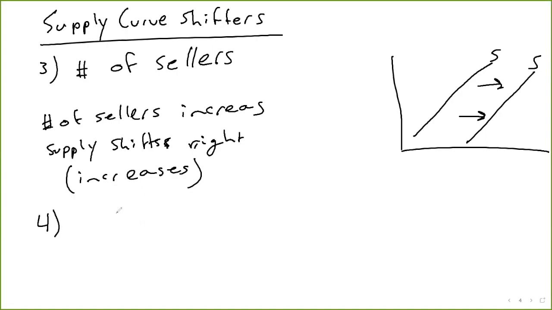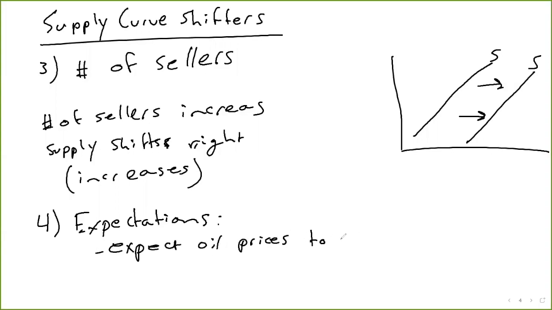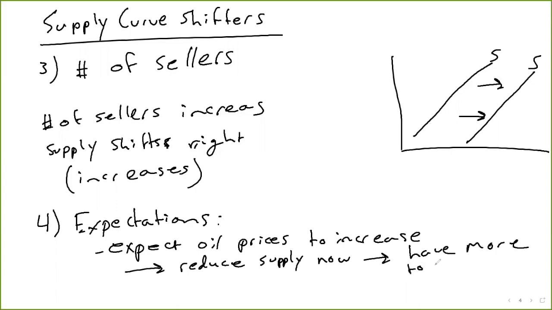And then finally, number 4 is expectations. So an example is if sellers expect oil prices to increase, then they're going to reduce supply now so that they have more to sell later at the higher prices.